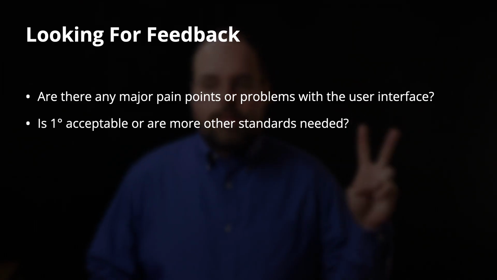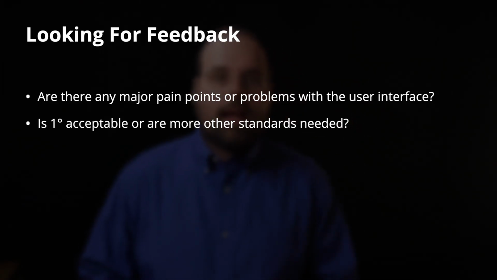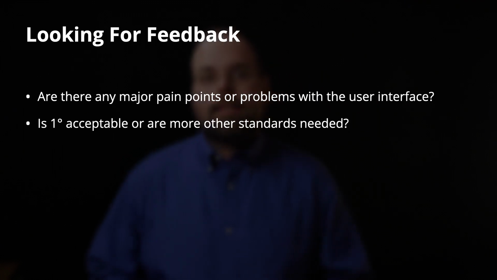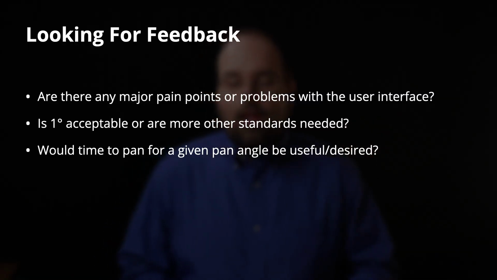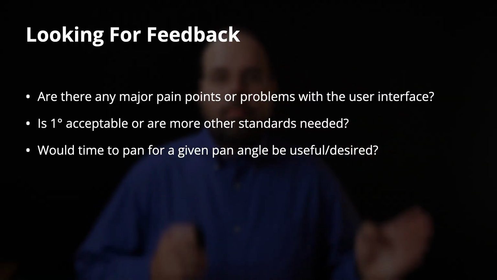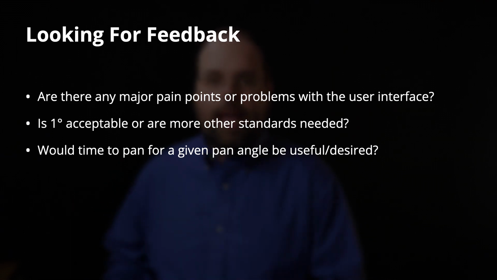set up. The second question that I am looking for some feedback on is, is the 1 degree angle acceptable, or do I need other standards? Small numbers, I could certainly tune the thing much smaller. I could tune the thing larger. Third, would you like to see the pan time for a given angle added? So in other words, if you know that you need to pan 120 degrees for your shot and you don't want more than the error calculated in the calculator, how long does that shot need to pan for given the lens and camera that you're using?